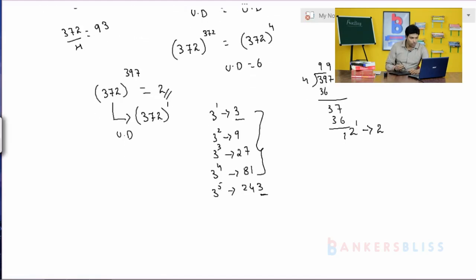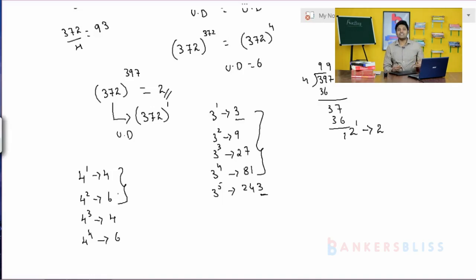For 4 also you are going to get the same thing. 4 power 1 is 4, 4 square is 16, 4 cube again 64, 4 power 4 again you are going to get 6. So, you may divide it by 4 or you may divide it by 2 because after 2 it is repeating.